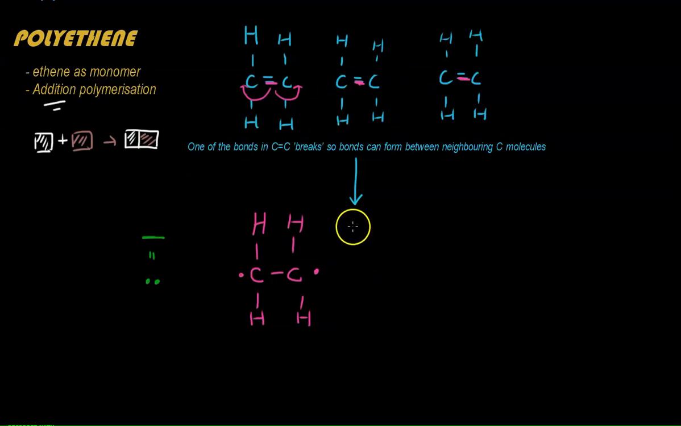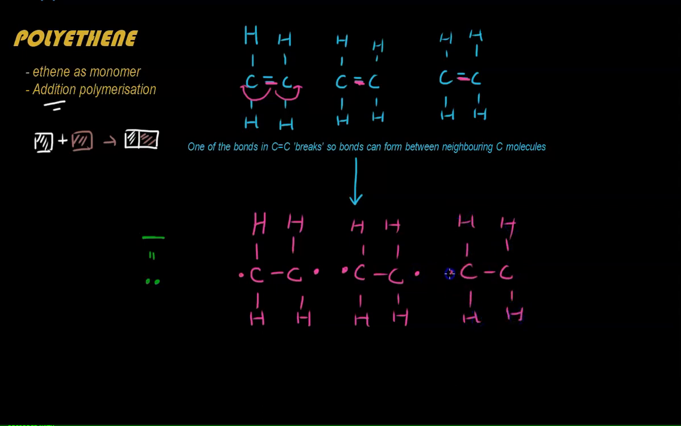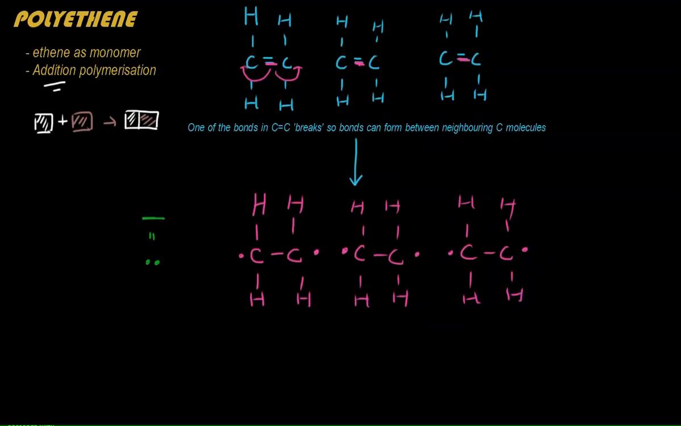Let me draw for this too. It's the same here now, with a C-CH, and with 2 more electrons. Another one, C-CH, 2 electrons. So as we can see here, one of the bonds in the C=C double bond breaks, this one, the pink one. So bonds can form between neighboring C atoms, and now we form the bond.